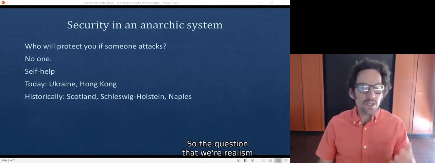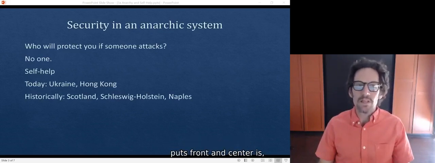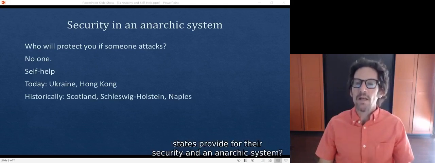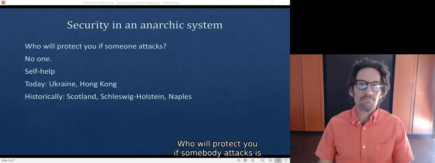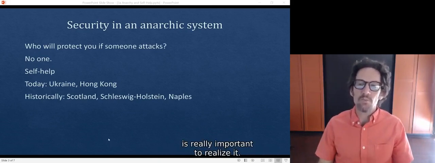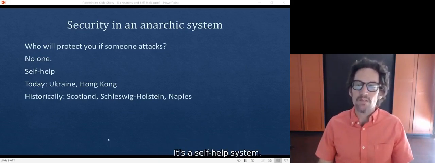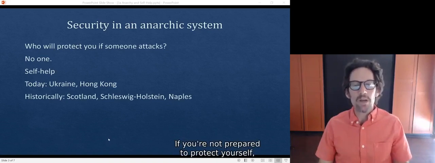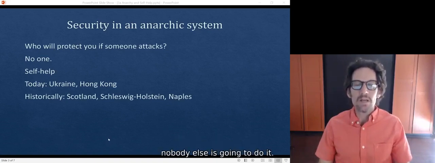So the question that realism puts front and center is, how do states provide for their security in an anarchic system? Who will protect you if somebody attacks, is the question that realists ask. And their answer is no one. And so this term self-help is really important to realism. It's a self-help system. If you're not prepared to protect yourself, nobody else is going to do it.